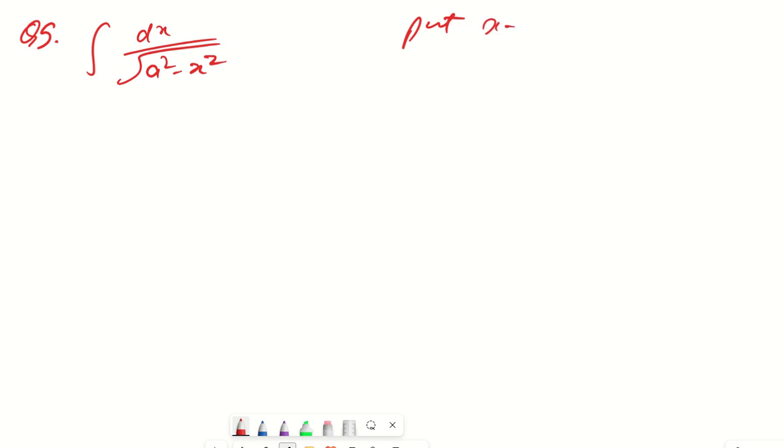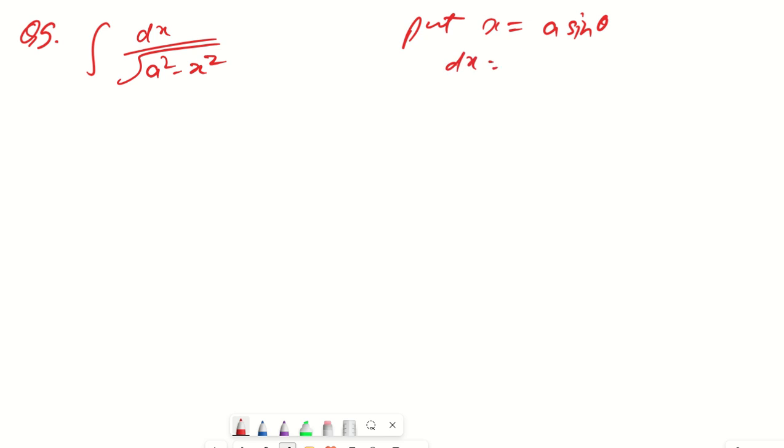The question is the fifth one: integration of dx by, we had seen just now square root of x square minus a square, now we will see square root of a square minus x square. So in this kind of question, since it is 1 minus x square, I can write it down as a sin theta or a cos theta kind of thing. So let's put x is equal to a sin theta. So in that case what will happen?